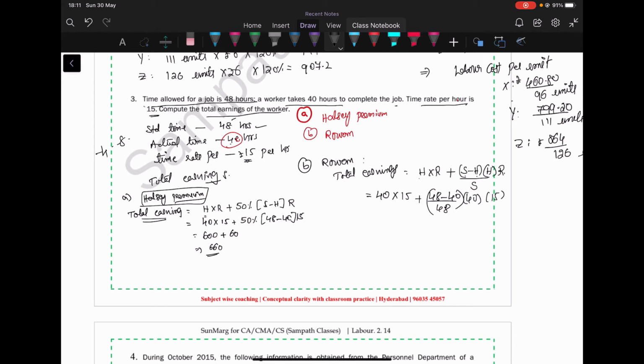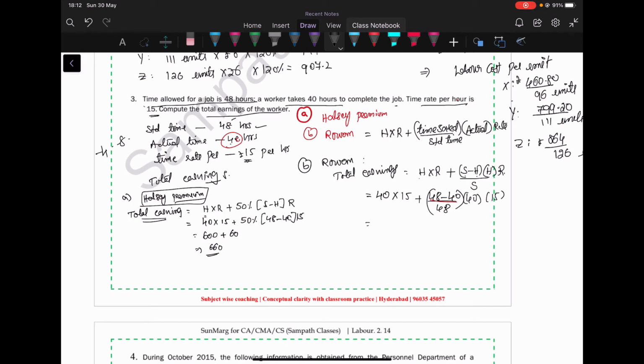See how to remember this one. 48 minus 40 is nothing but the time saved. If you want, I'll write the formula here: actual hours into rate per hour plus time saved. Time saved is nothing but the time which I gave you minus the time you took. The difference between that is the time saved. This should be on the proportionate basis. What is the standard time I gave you and what is the actual time you took, into rate per hour, right?